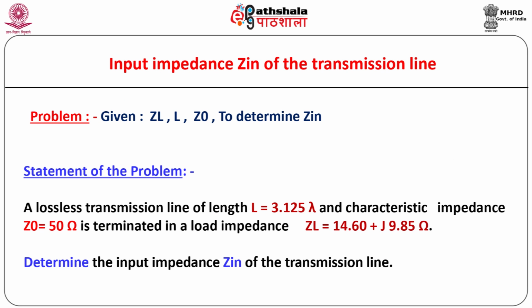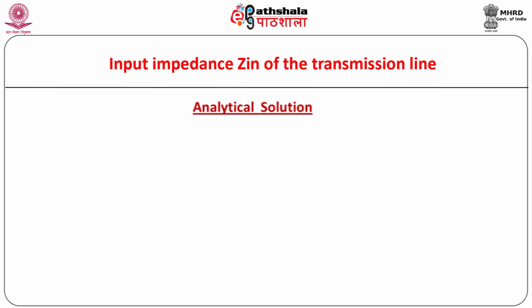Smith chart can be used to determine input impedance Zin of a transmission line in a very simple manner. As an illustration, let us discuss the solution of a problem both analytically and by using Smith chart. The problem reads as shown. The analytical solution can be obtained using the formula derived in one of the earlier modules as shown.